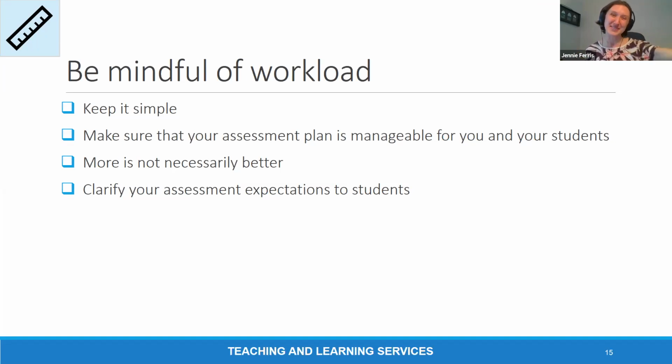And to think as we move forward towards preparing for the winter semester, how we can be mindful of our workload, both for making it manageable for ourselves as instructors and for our students who are taking our courses, and likely several others as well.